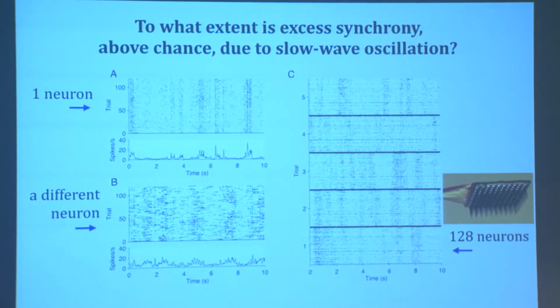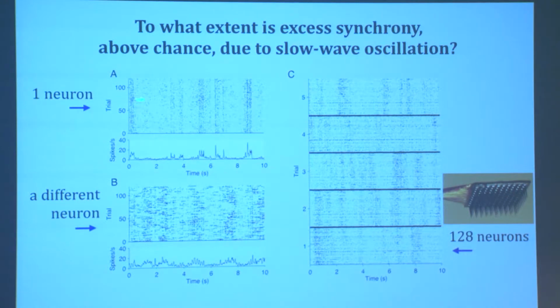I mentioned the animal was anesthetized, and I'm going to show you the effects of this in one of these pictures in the slide. One of the things that happens under anesthesia is you get what are called slow wave oscillations, and I'll show you this in a second. So a question that's going to come up is, to what extent is excess synchrony, meaning statistically significant synchrony above chance, due to the oscillation? So here, the pictures are going to illustrate this.